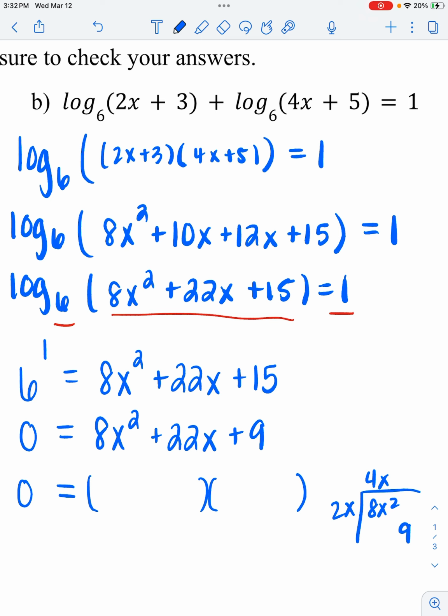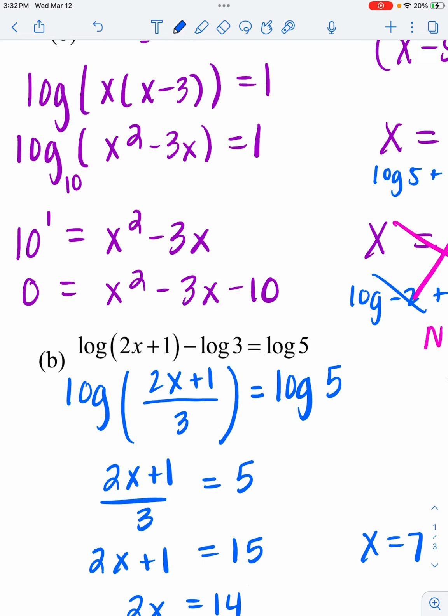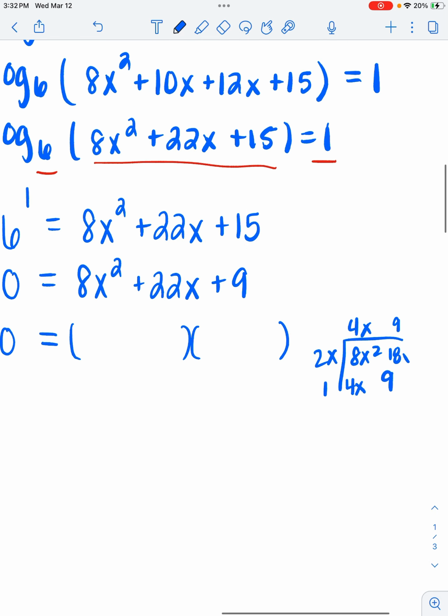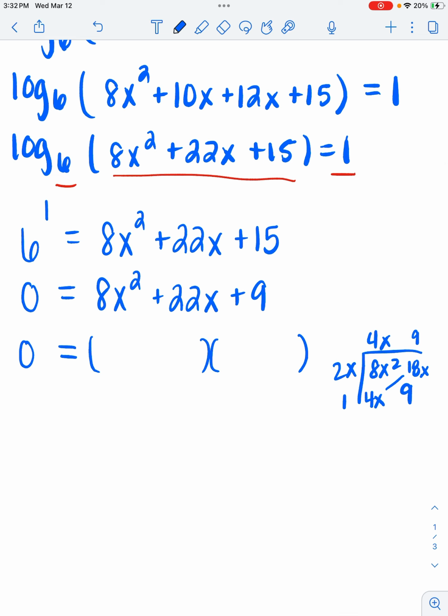Okay, now what if I try 9 and 1? 9 and 1, 4x, 18x. Oops. The diagonal equals 22, so that does work. So my two parentheses are 4x plus 9, 2x plus 1. I have to solve both of these.